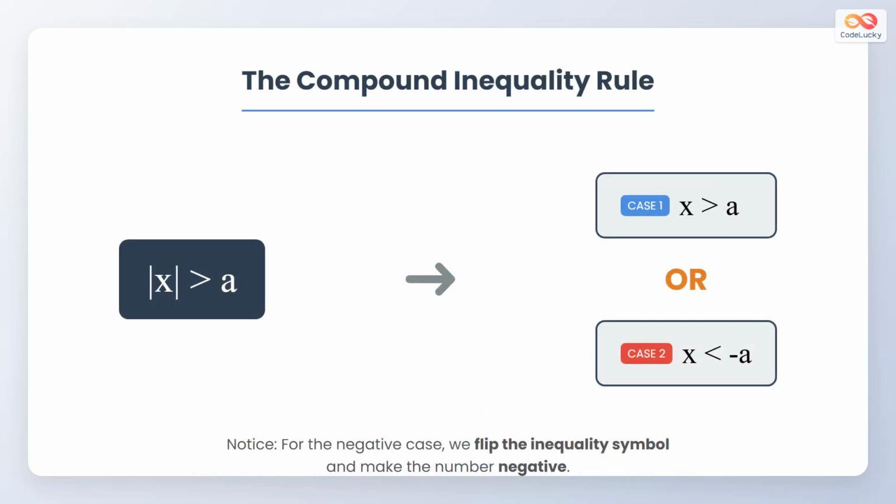Here is the formal rule. To solve the absolute value of x is greater than a, you split the inequality into 2 separate cases. Case 1 is exactly what you see, just without the bars: x is greater than a. For case 2, you write x, then you flip the inequality symbol to less than, and change the positive a to a negative a. The 2 cases are connected by the word OR.